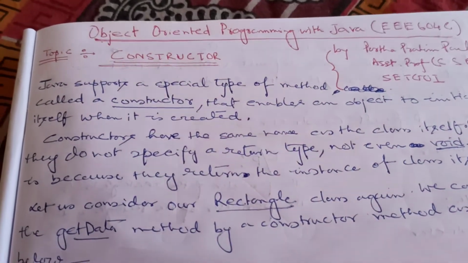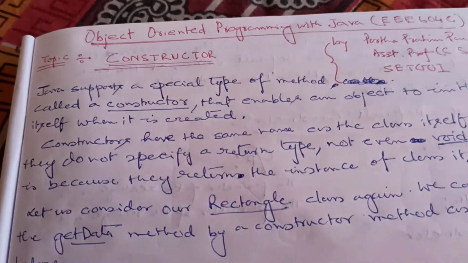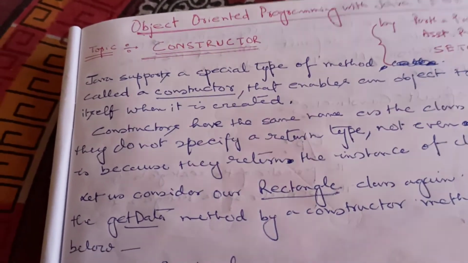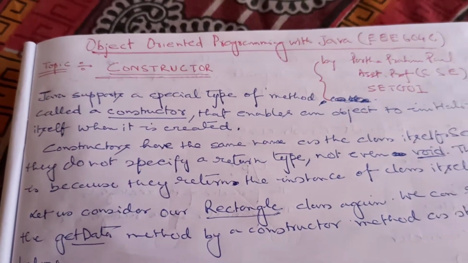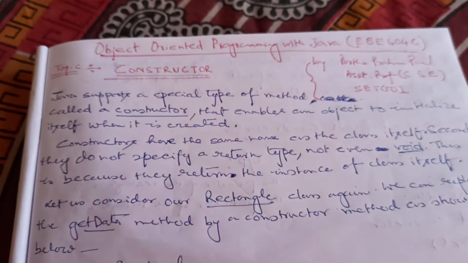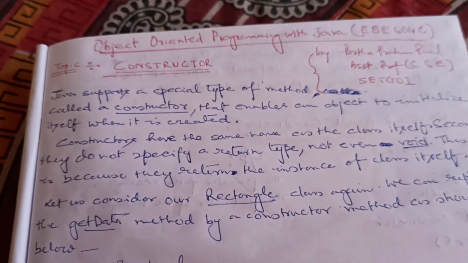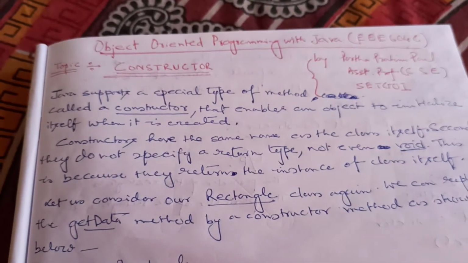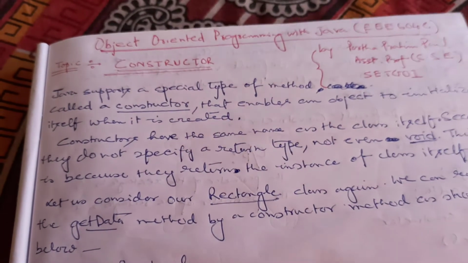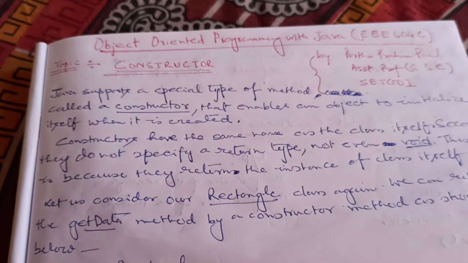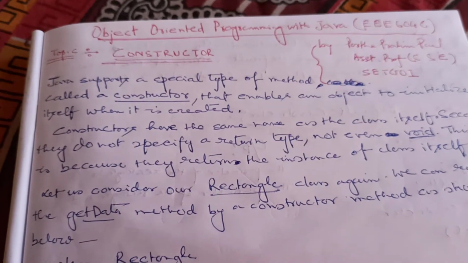Today I will discuss constructors in the topic object-oriented programming with Java. So first I will go to the definition. What is a constructor? Java supports a special type of method called a constructor that enables an object to initialize itself when it is created. So a constructor is basically a method, but it is a special type of method which enables an object to initialize itself when it is created.